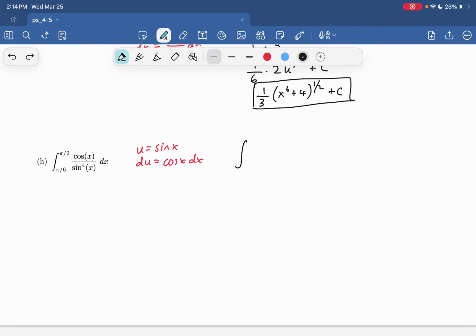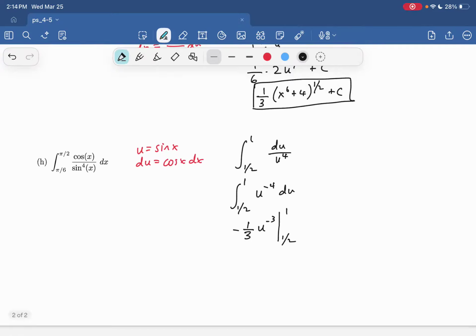And then sine pi over 6 is 1/2, and sine pi over 2 is 1. So the limits change to 1/2 and 1. And then cosine dx is du. So we have du over, and sine x is u, so this is u to the fourth in the denominator. We can rewrite this as u to the negative fourth du. And so if we integrate this, we raise the power by 1, so -4 goes to -3, and then we take the reciprocal of that, so it's -1/3. And so it's -1/3 u to the -3, and the limits are 1 and 1/2.